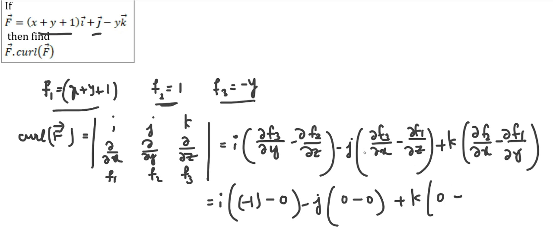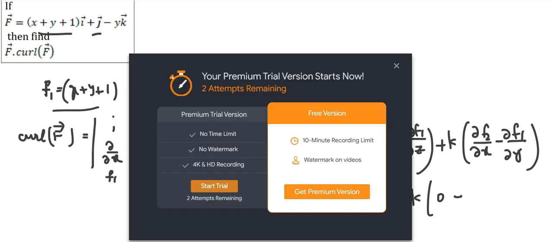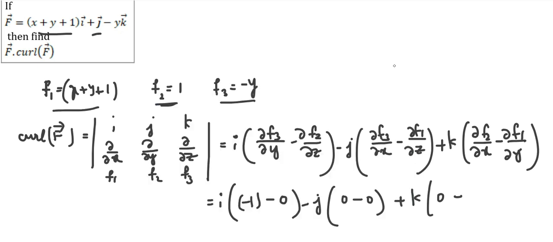Minus the partial differentiation of F1 with respect to y. So here x and z are constant, so it is 1. Okay, so the curl of F is -i, here it is 0, and -k, which is nothing but -i - k. So this is the curl of F.